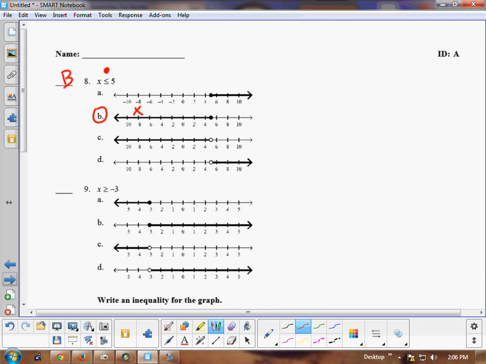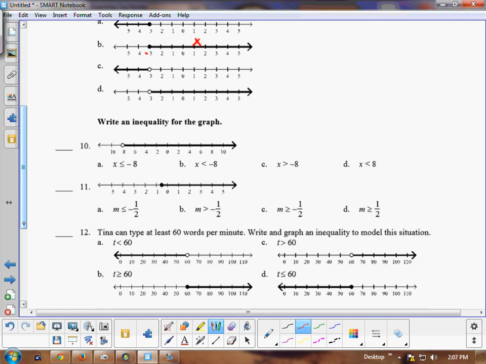Number 9. X is greater than or equal to negative 3. Well, it has to be filled in, and greater than negative 3 is here. I'm assuming these are negatives. Yep. So that's B. Number 10, again, just graphing. It's an open circle, so it's either this one or this one, and X is over here, so that's greater than negative 8. So we're going to go with that.